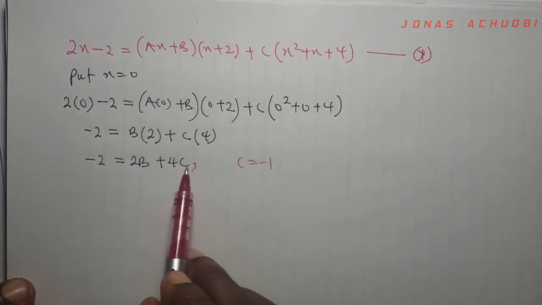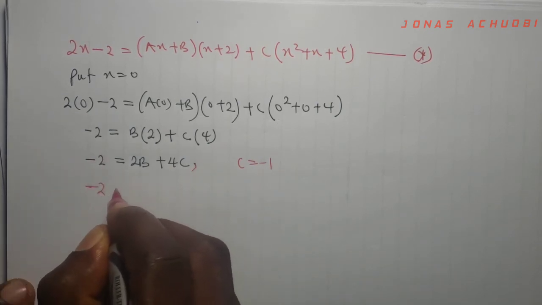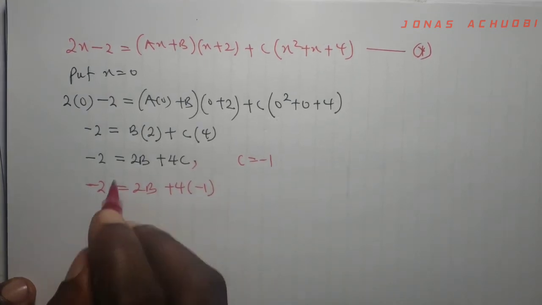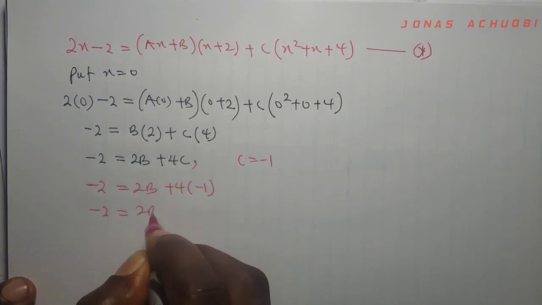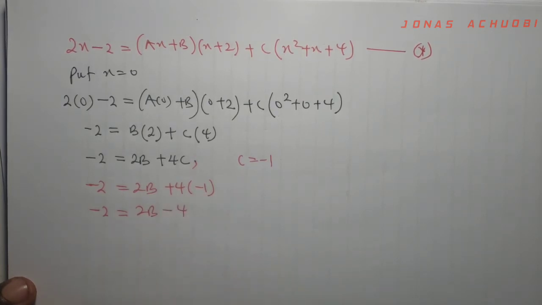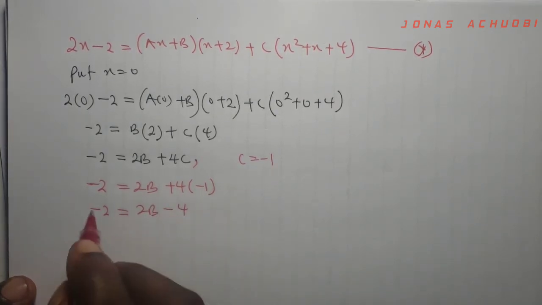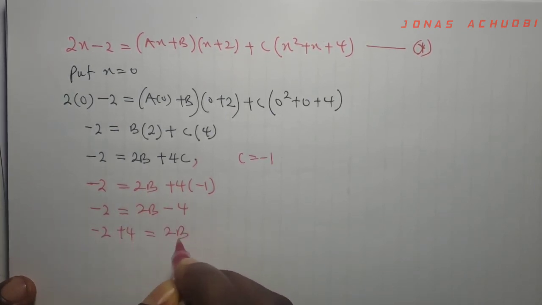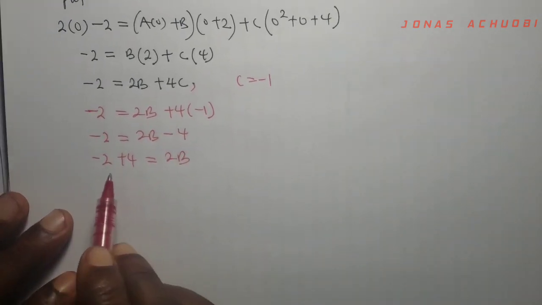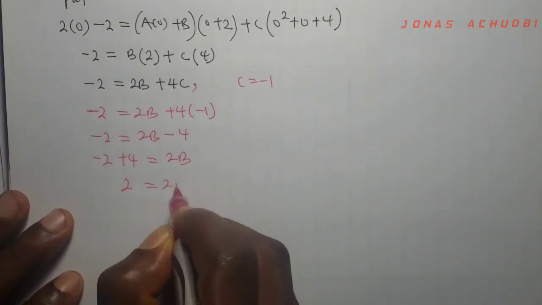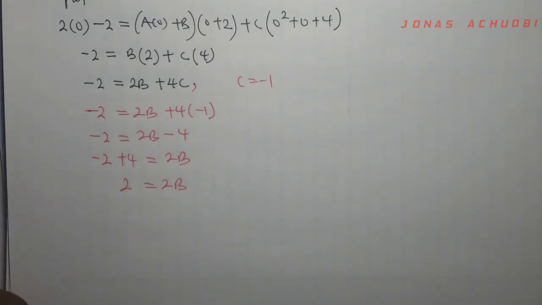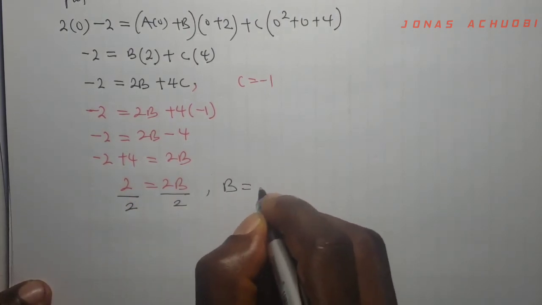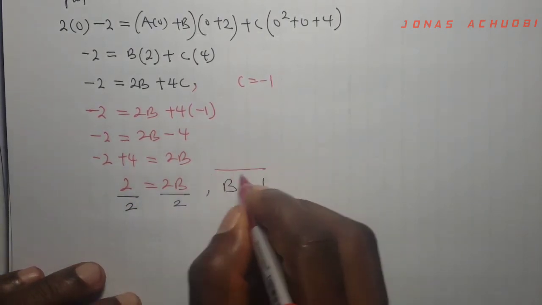So we now replace c here with minus 1. We have minus 2 equal 2b plus 4, our c is now negative 1. So that becomes minus 2 equal 2b, 4 times minus 1 is negative 4. We'll now find the value of b. So this is minus 2, minus 4 to the left becomes plus 4 equal 2b. So that minus 2 plus 4 is 2 equal 2b. If we divide both sides by 2, we now have our b equal to what? 1. So we have the value of b now as 1.